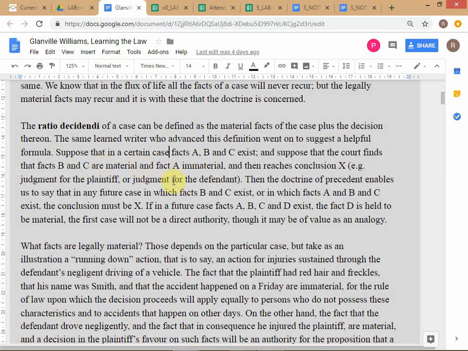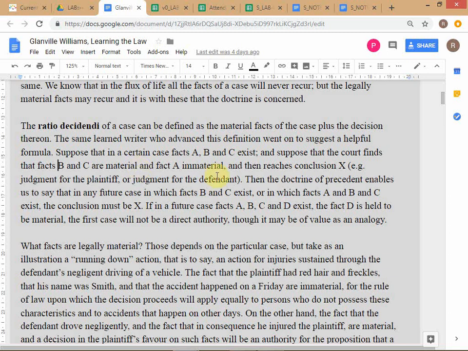And I presume you guys have read this article by now. So you have to understand what is meant by a material fact. That is a fact that has legal salience. So in a car accident, if the driver was drunk, that is a material fact. But if the driver was wearing a red shirt, that's not a material fact. That fact does not have legal salience. So here, what do they mean? Essentially, we have in this case facts B and C are material.